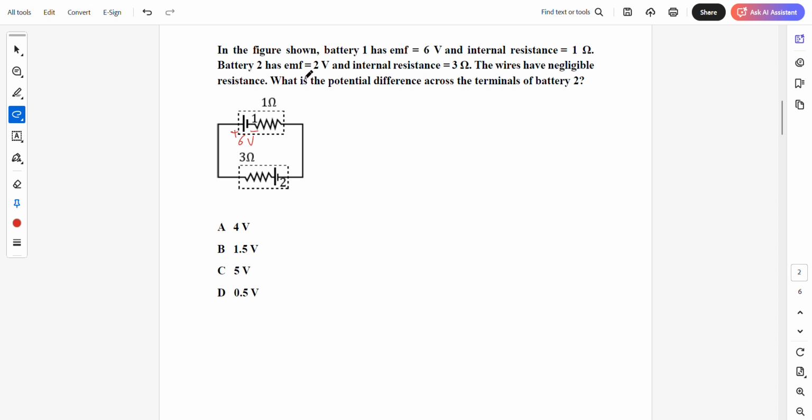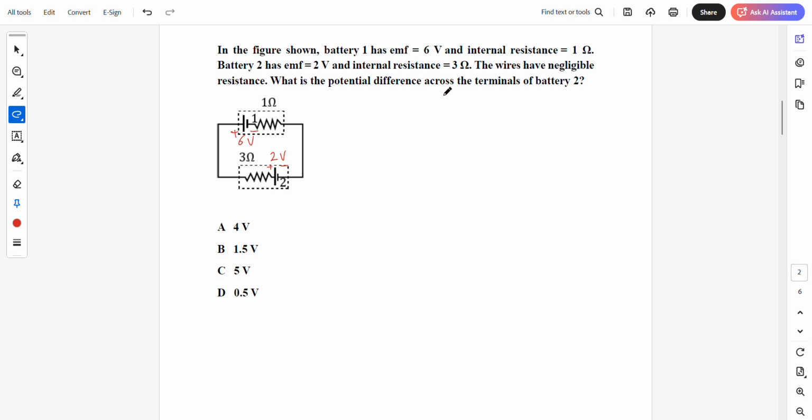Battery 2 has EMF, this is plus and this is minus. This is how many volts? 2 volts. Okay, this is 2 volts, right? And it has internal resistance how much? 3 ohm. The wires have negligible resistance.